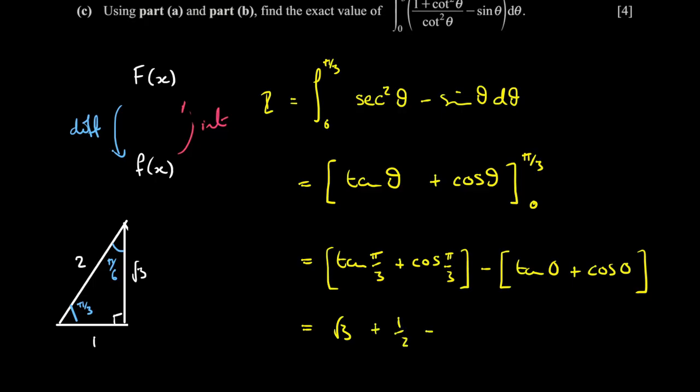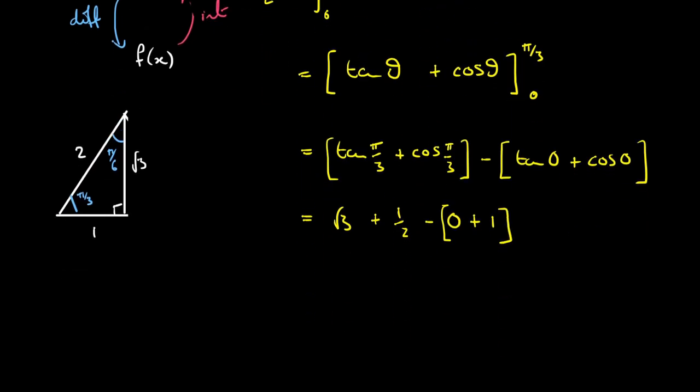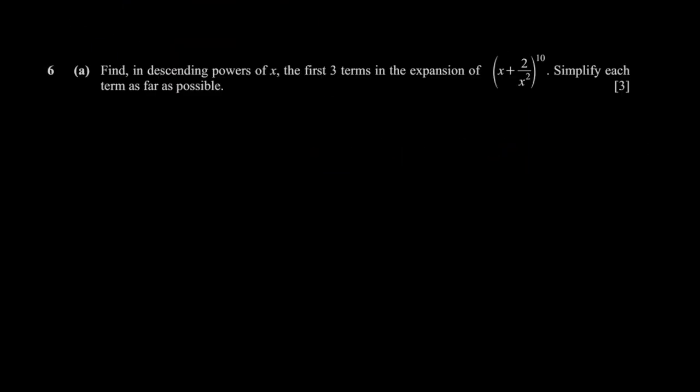And what's tan 0? Well, tan 0 is 0. And what is cos 0? Cos 0 is positive 1. So we end up with root 3 plus a half minus 1, which is minus a half. Okay, and so that's my answer for this part. Let me just check the mark scheme, see if I've got that right. So root 3 minus a half, exactly right.